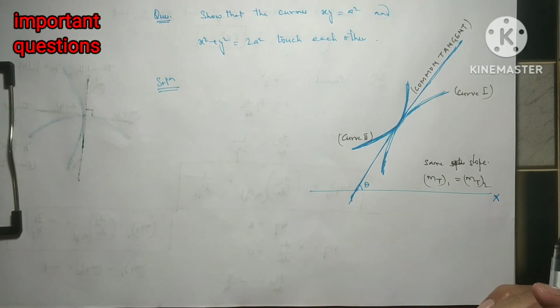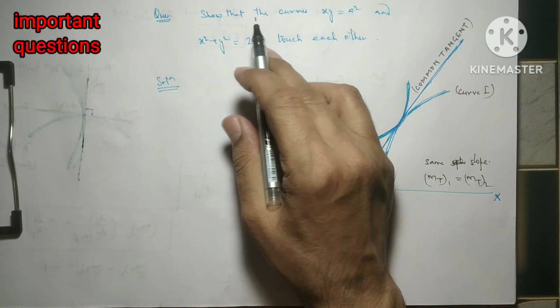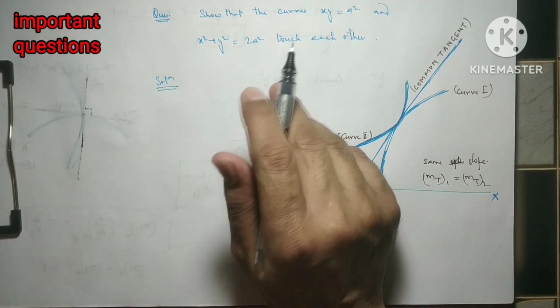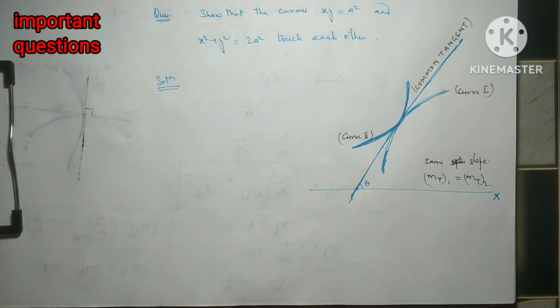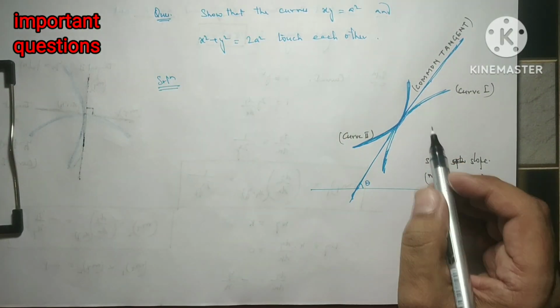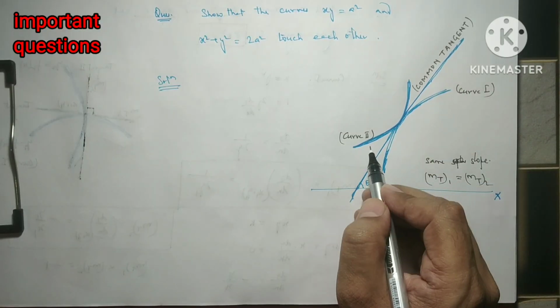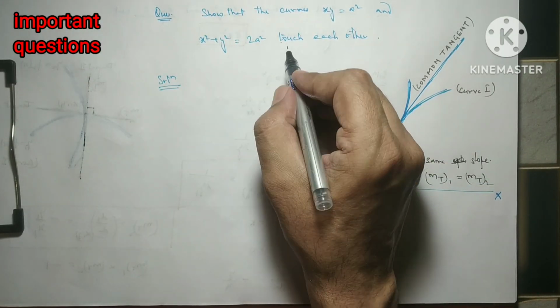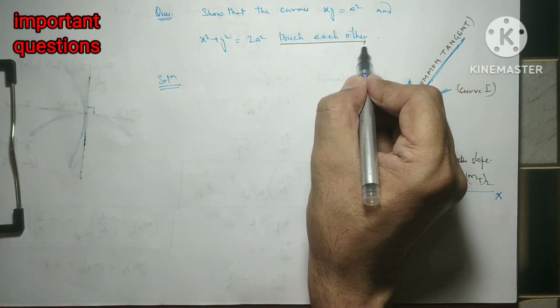Hello guys. So the question of the tangent normal. In this series we discuss different types of questions, and right now in this question we have two curves, curve 1 and curve 2. We want to show that these touch each other.